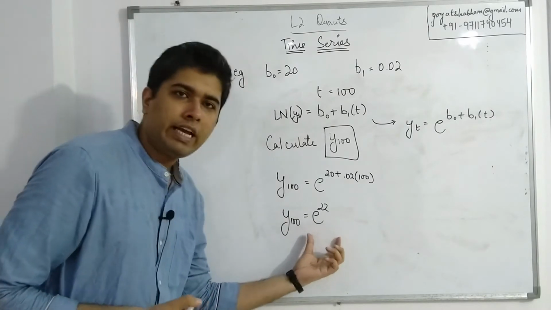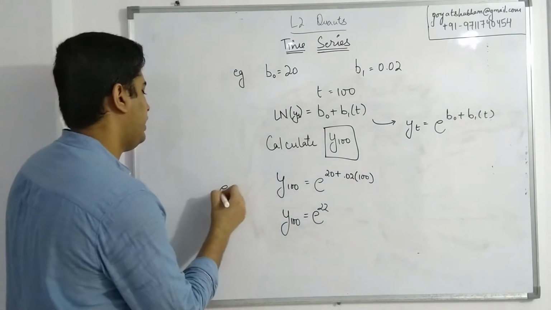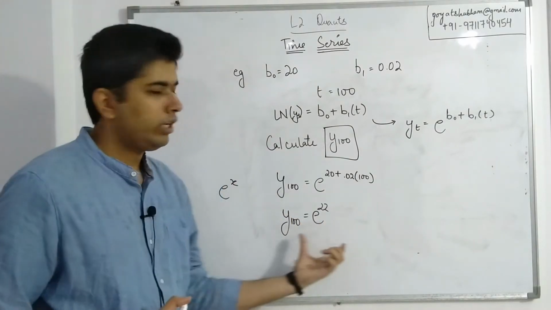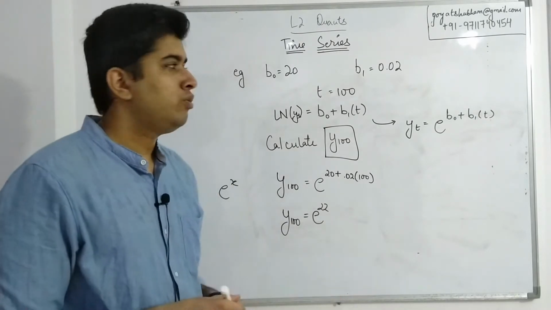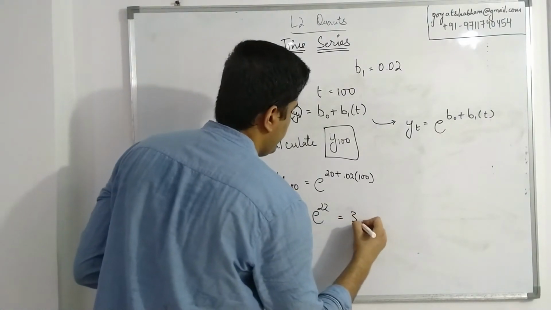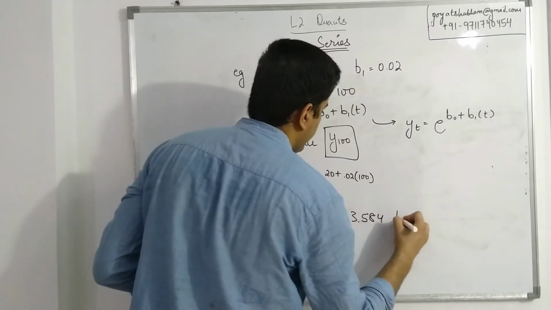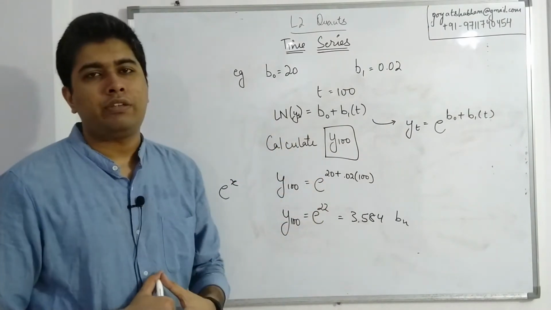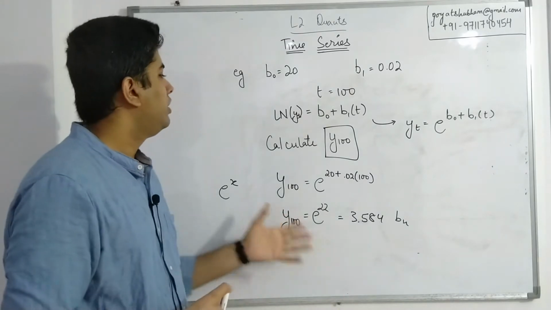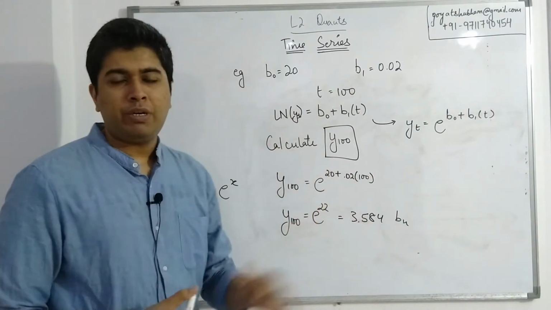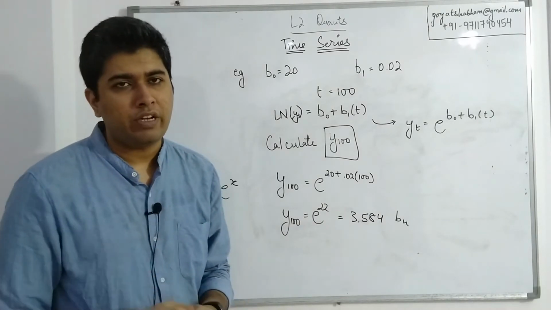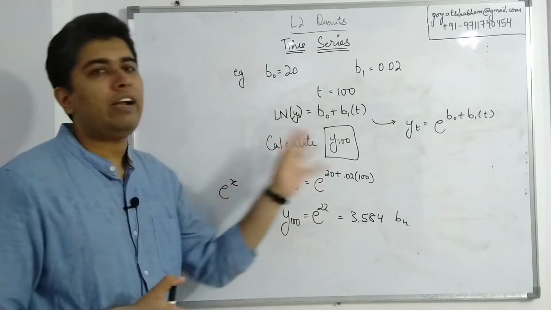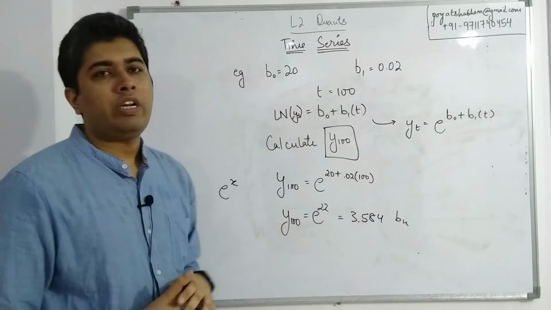This you can solve directly in the calculator by using the function e^x. Simply put the value 22 and then press this function, and you will get the value of y100. This value would come out somewhere close to 3.584 billion. So that's how you calculate it, a very brief example to get you familiar with the calculation part. So that's the first part. We've discussed what a time series is, how it works, and two separate kinds of trends that we often analyze using time series: linear and log linear. Let's move on to the next topic.